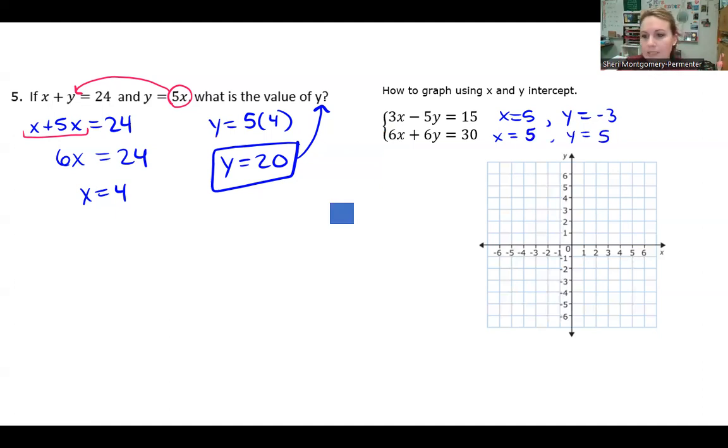That is helpful because that means that I can go graph my first line. My first line, I'm going to have x is equal to 5. So on the x-axis, I'm going to go put a dot at 5. Y is equal to -3. So I go put a dot at -3. All I do is connect the dots. I'm going to do the same thing to graph my second line. I'm going to go put a dot at x is equal to 5. And I'm going to put one at y is equal to 5.